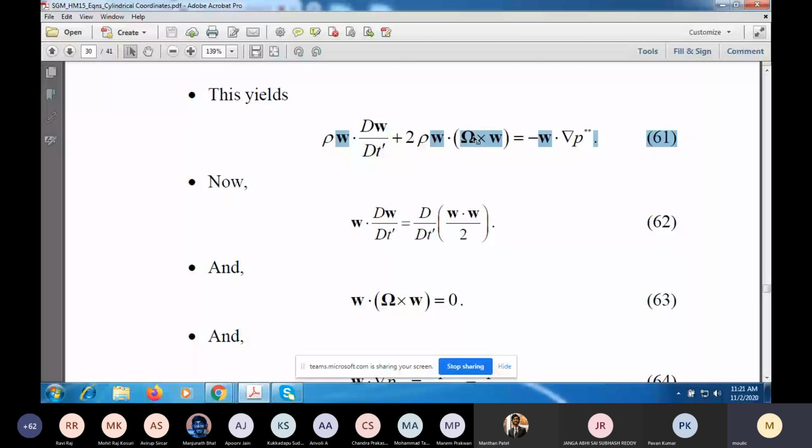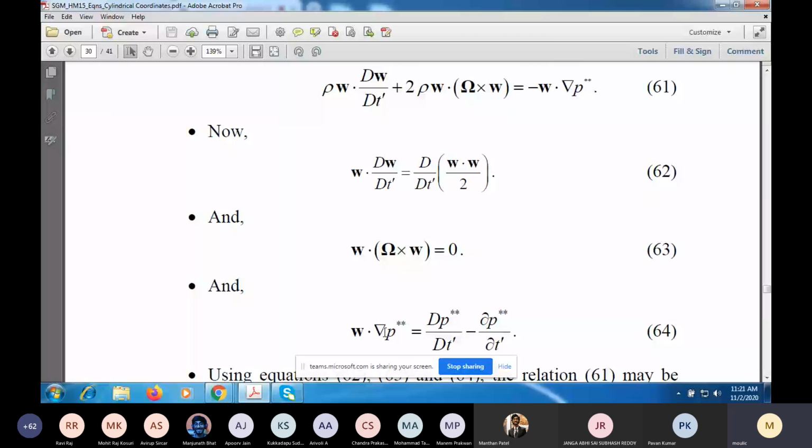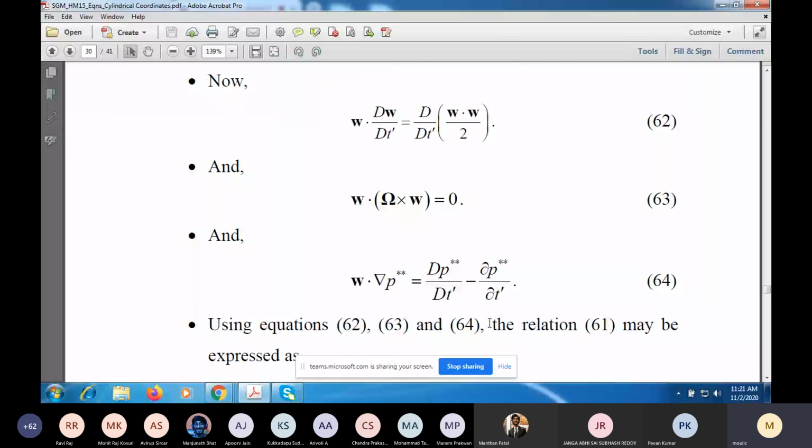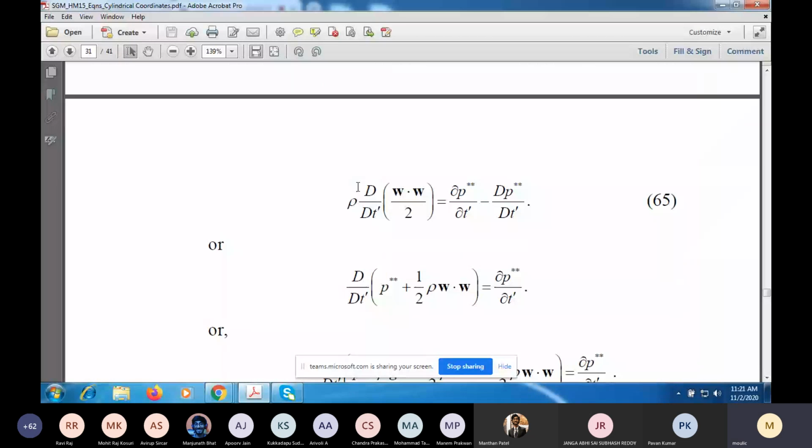Okay. Similarly, this last term here, W dot grad, I can write as d/dt prime minus del/del t prime. I can add and subtract del/del t prime and write it this way. So these are similar to what we have done before. I'm going a bit fast. Take this and substitute over here, and you'll see that you have a relation like this: rho d/dt prime of W dot W by 2 is equal to these two terms. Now I can move the rho inside this derivative again because rho is a constant.